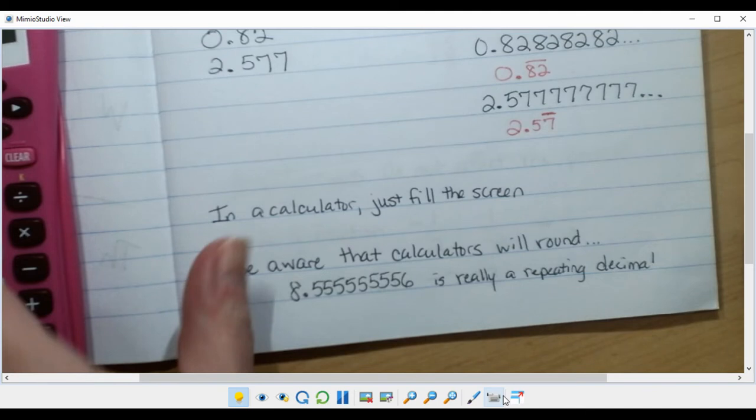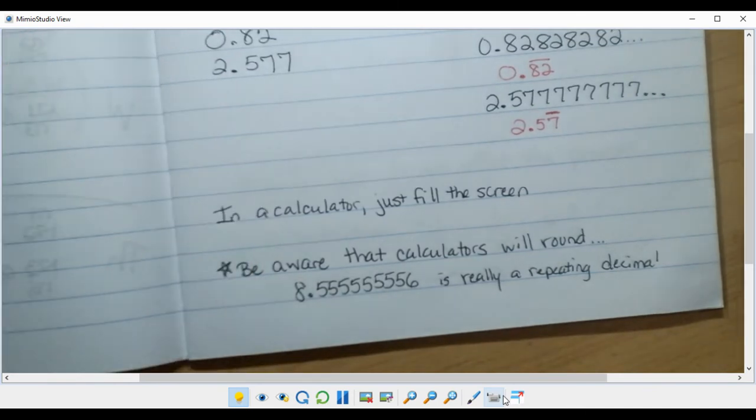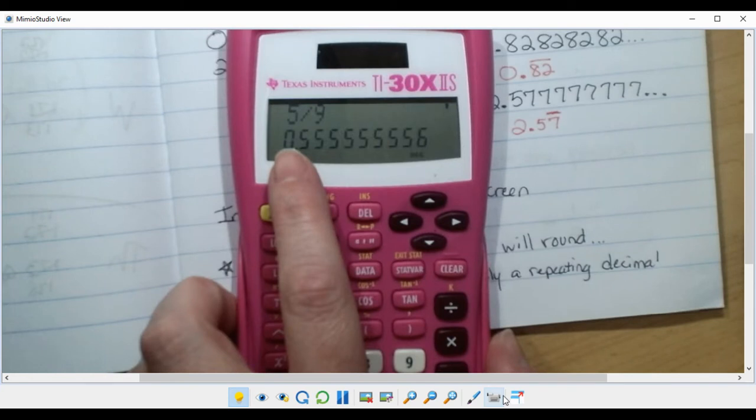It will round the last number. So let me set this up. Let's say that I have... I'm not going to be able to do that 8 part with the way that I'm showing this, but I'll show you right now. So there's that example, right?